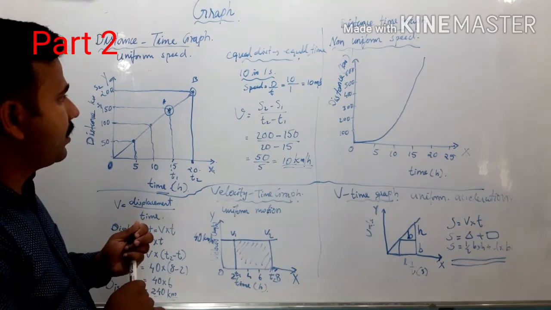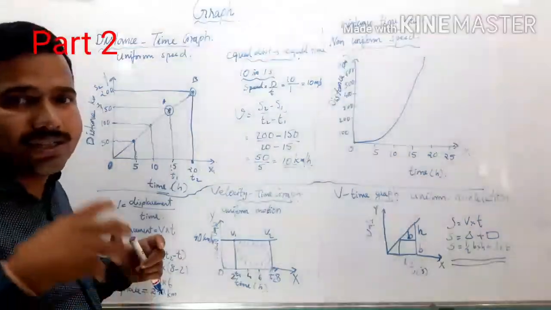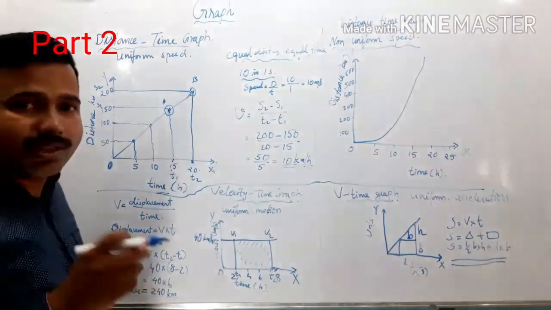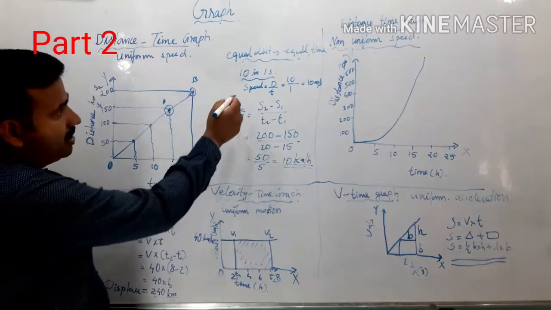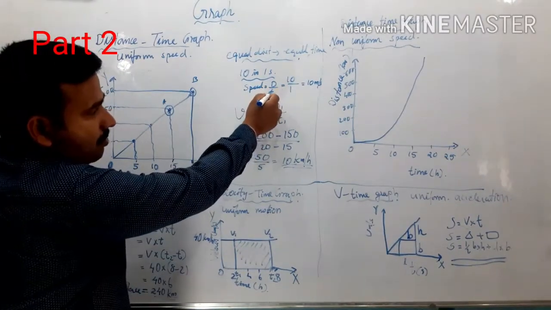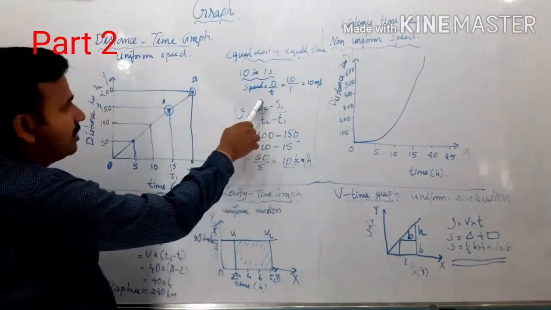Now let us calculate the speed with which this particular object is traveling. What is speed? Speed we already studied. Speed is distance traveled upon time taken. So how will you calculate the distance traveled?